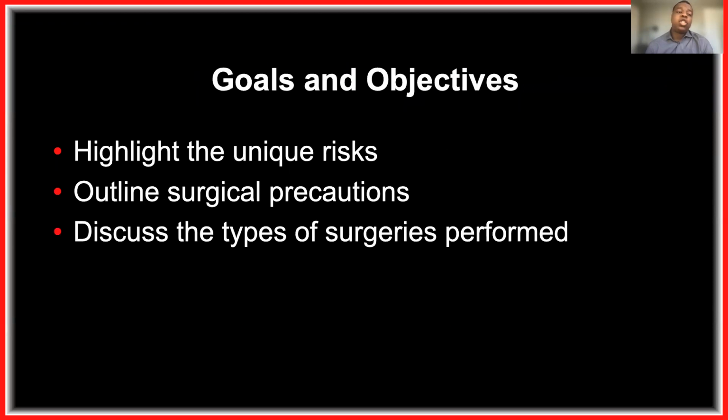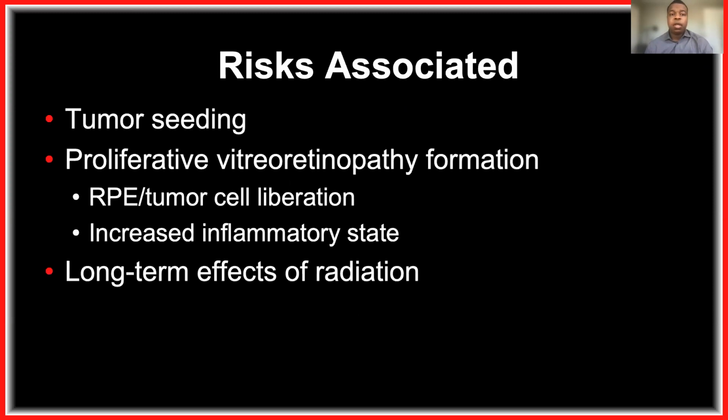So the goals and the objectives of this talk are to highlight the unique risks that are associated with surgery in patients with tumors, to discuss some of the precautions, and then highlight the types of surgeries that we perform in these scenarios. So some of the risks associated are tumor seeding, which is obviously the most concerning because that potentially offers an opportunity for an intraocular tumor to escape the eye, potentially go into the orbit and metastasize. The potential for vitreous seeding as well.